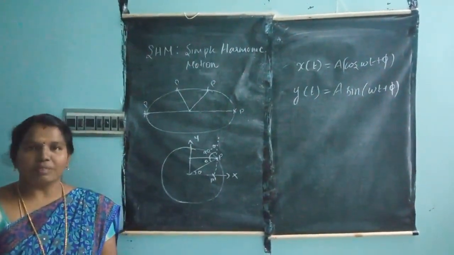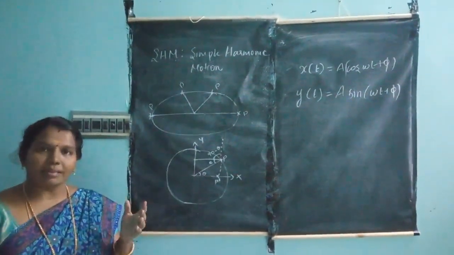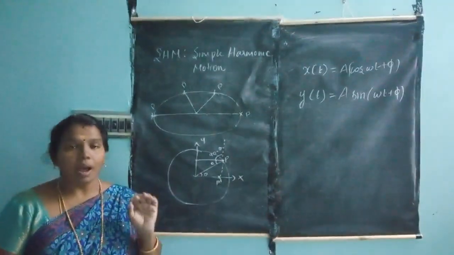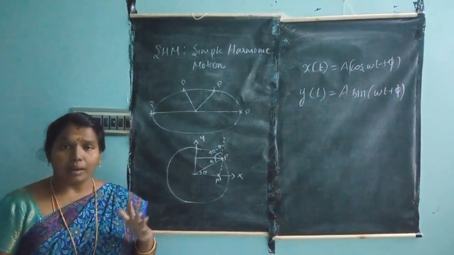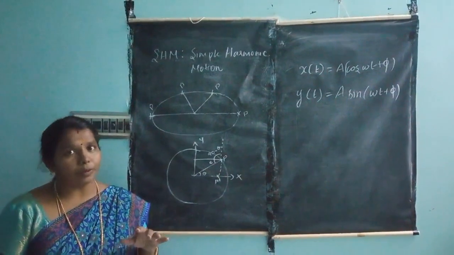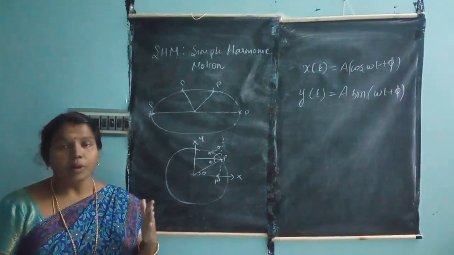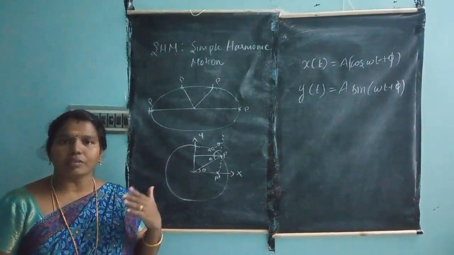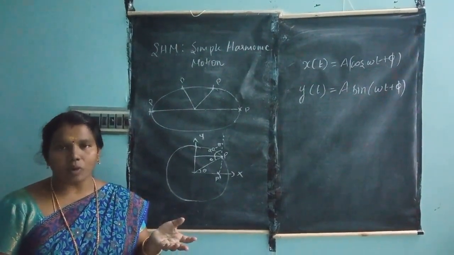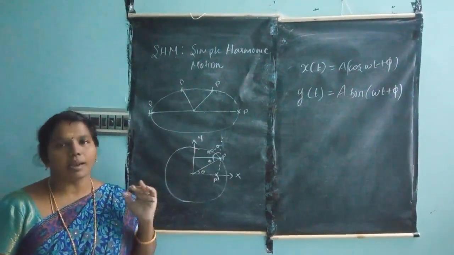Today we are going to see the topic: what is simple harmonic motion. In the last classes we took the introduction to oscillatory motions. In that, we saw what periodic motions are and what non-periodic motions are. Periodic motions take place at regular intervals of time. Non-periodic motions take place at irregular intervals of time. These are the topics we discussed in the last classes.